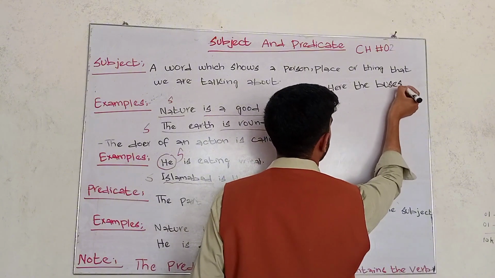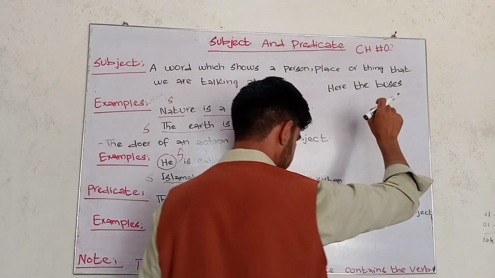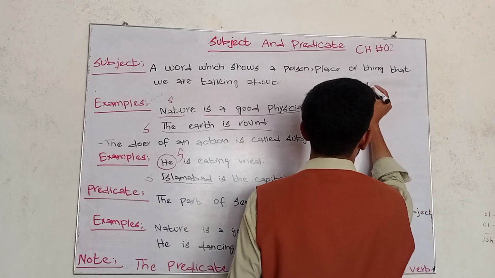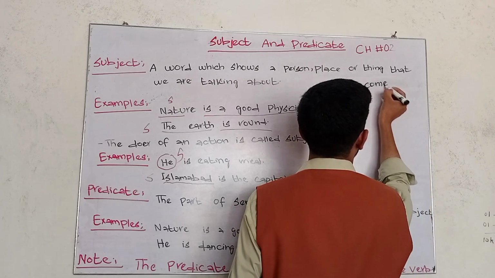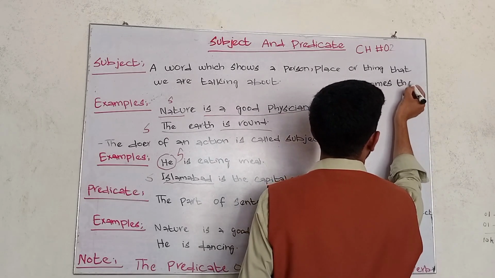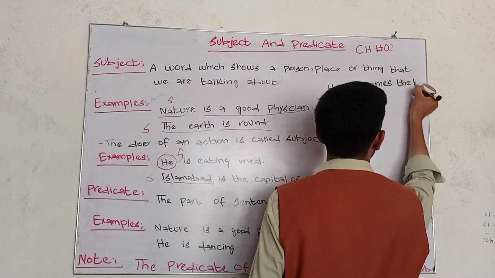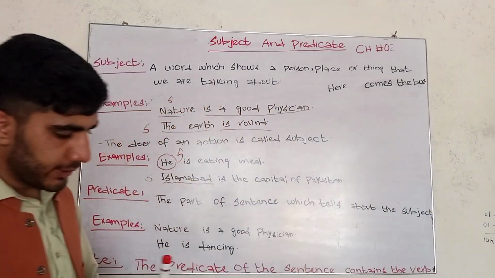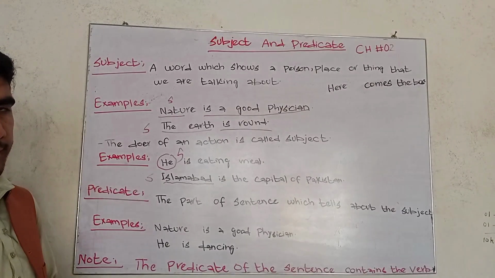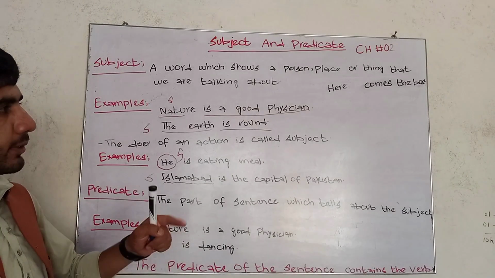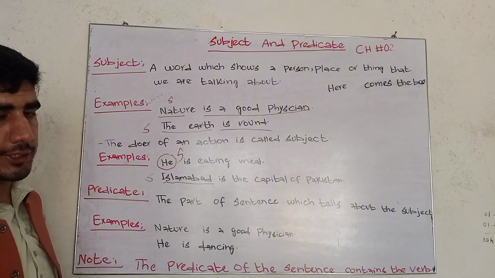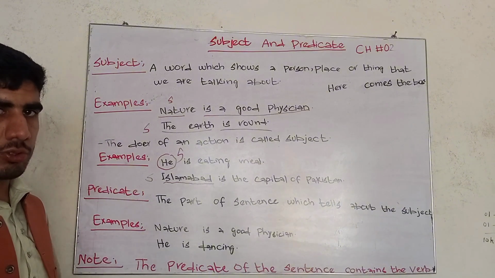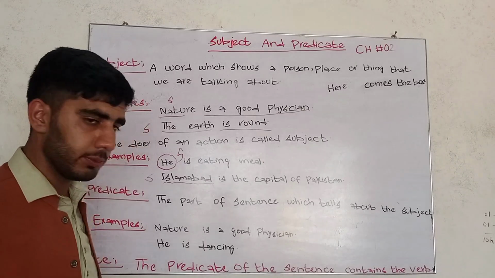Here comes the bus. For example, here comes the bus. If you think about this one starting, we are saying that the subject is always coming at the beginning of the sentence, but mostly it is coming at the beginning of the sentence, not usually before the sentence.